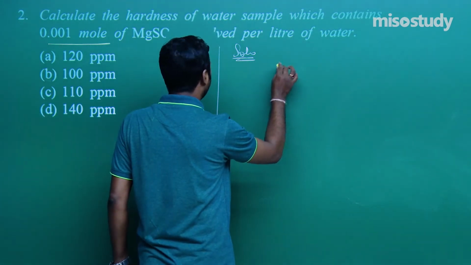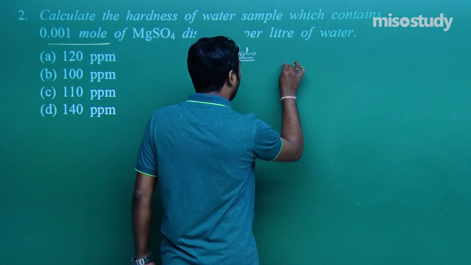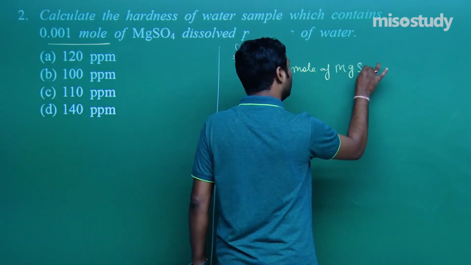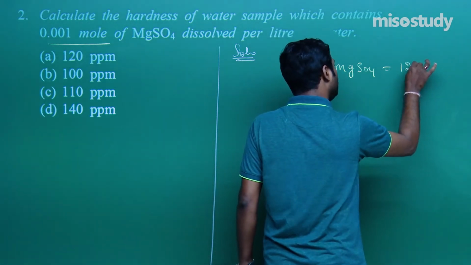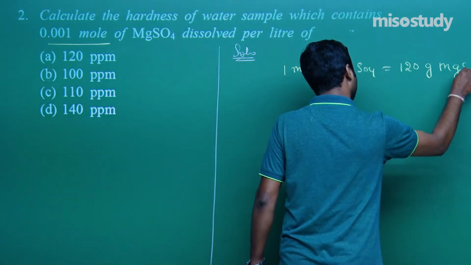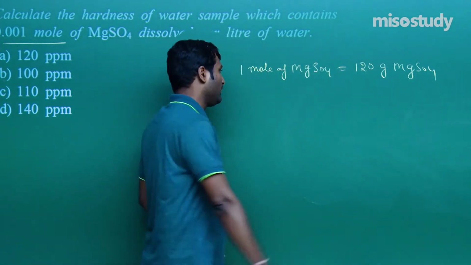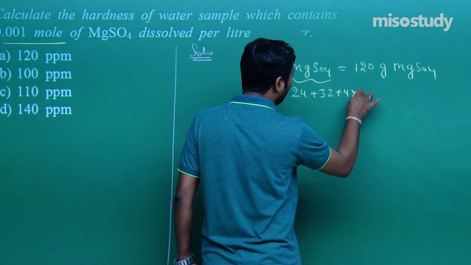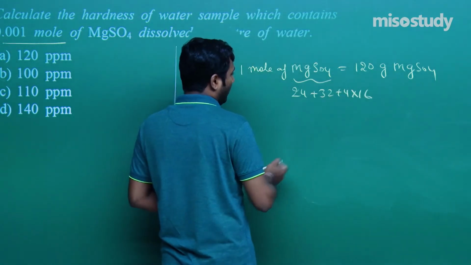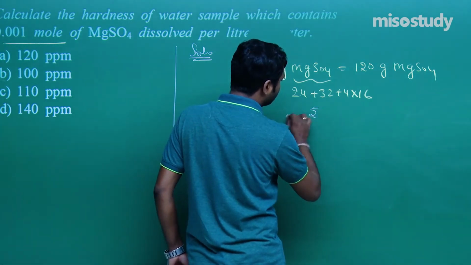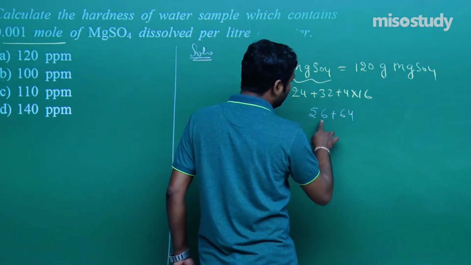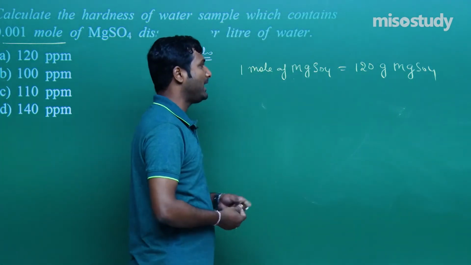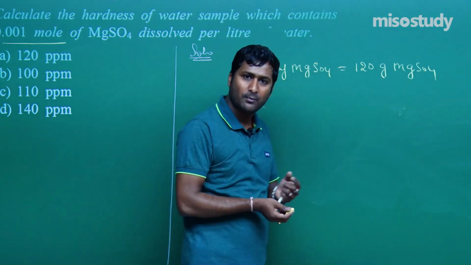As we know, 1 mole of MgSO4 is equal to 120 gram of MgSO4. We know this, this is the molar mass. If you have any doubt, you can also add 24 plus 32 plus 4 into 16, that is 56 plus 64, that is 120. Clear? 1 mole of MgSO4 equals 120 gram of MgSO4.